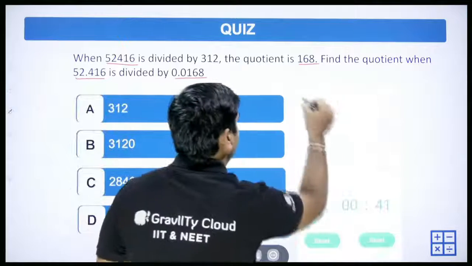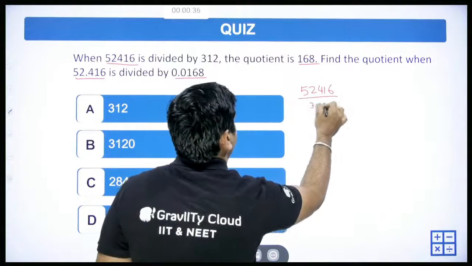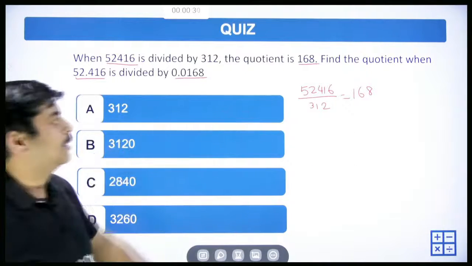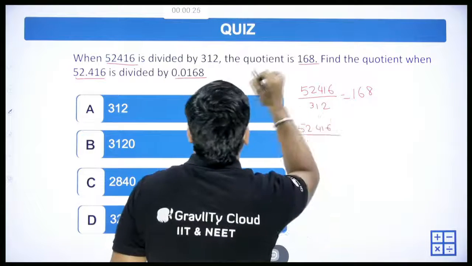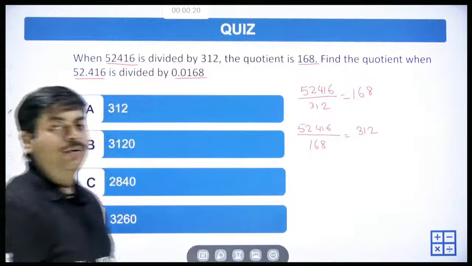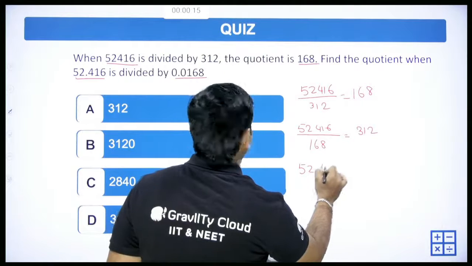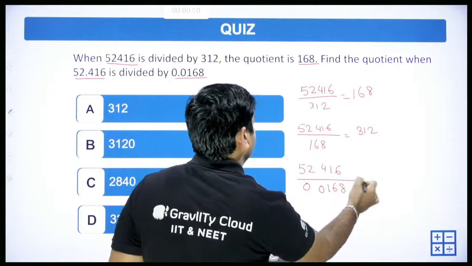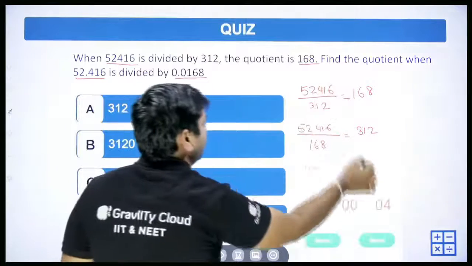52416. What is the information we are having? 52416 divided by 312, the quotient is 168. Or you can interchange these two places, so you can write this as 52416 divided by 168 is equal to 312. You can also do it in this method. But now the question is 52.416 divided by 0.0168. So using this information, using the decimal points, quickly try to do this question.